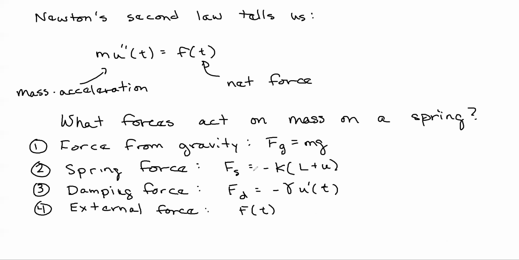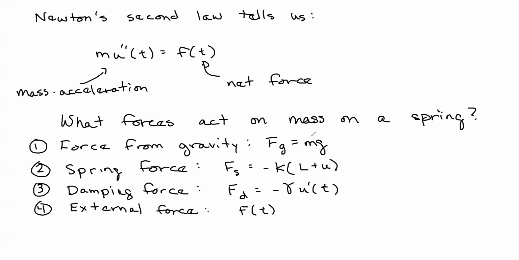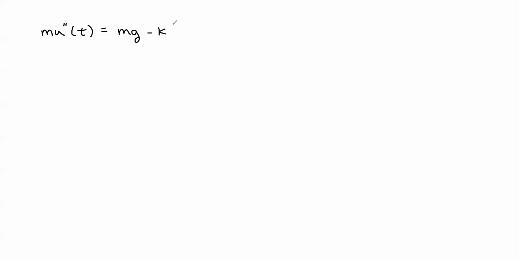All right, so all of these things put together end up acting on our mass on a spring. And so let's go to the next page, actually. So we're going to have mu double prime, and then that's going to equal the net force. So what do we have? So we have mg, that's our force due to gravity, and then we have our spring force, negative k times L plus U, right? And then we have our damping force, and then we have our external force.